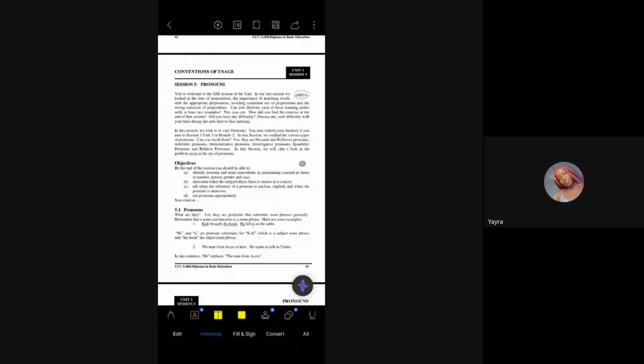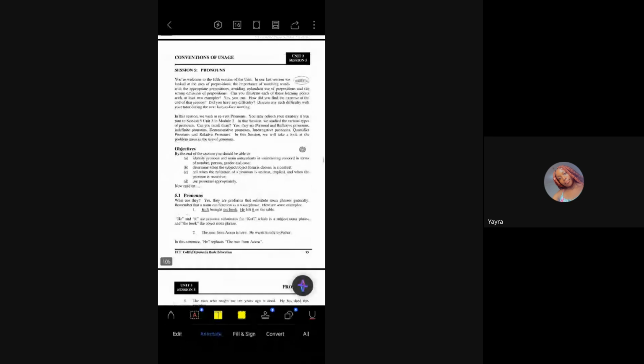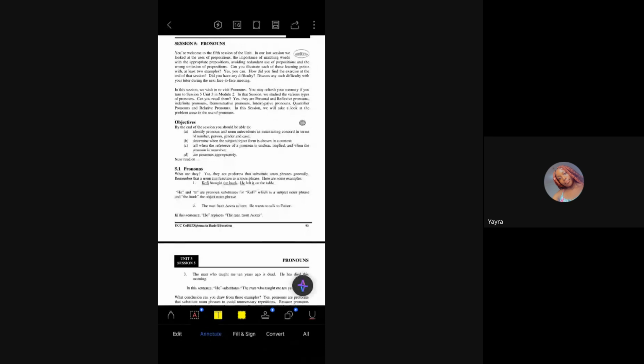So pronouns are substitutes for nouns or noun phrases. So we have: Michael is handsome and he is also intelligent. Here, the he is referring to somebody. The he is replacing the noun Michael. Okay, so that is a pronoun.